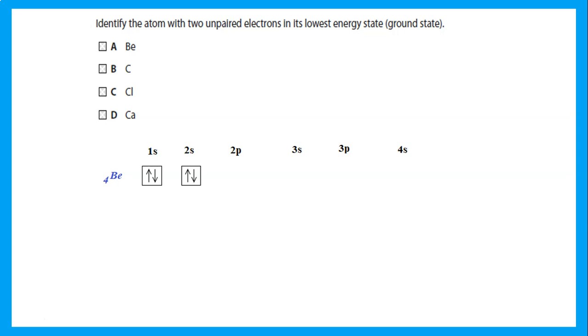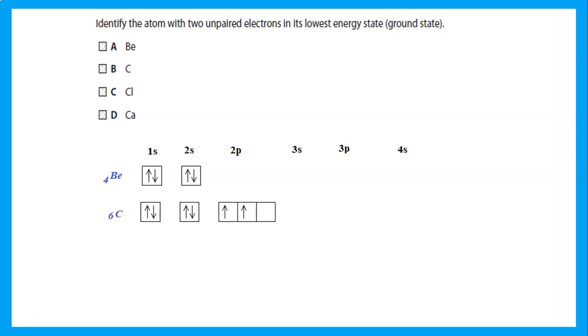Now, beryllium has 4 electrons when you look at the periodic table, and this is how they're distributed, 2 in the 1s and 2 in the 2s. So actually, it doesn't have any unpaired electrons. Remember, when I have arrow up and down, these are paired. If I have only one arrow in an orbital, we write it pointing up, and this is called an unpaired electron. So actually, beryllium doesn't have any unpaired electron.